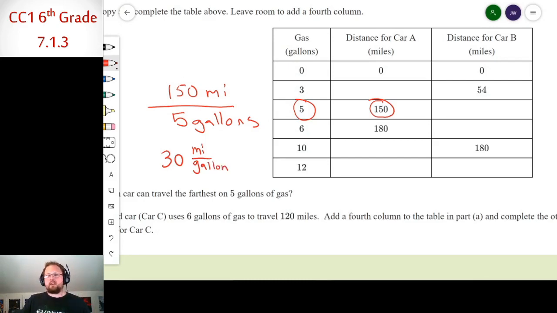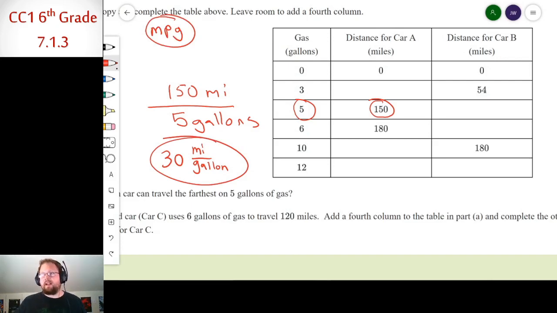Now, some of you may have heard this term before where you are talking about a car's MPG. This is that same notation just written out as miles per gallon. A car that gets better gas mileage has a higher miles per gallon number associated with it. You can also test this using the 180 and the 6. When you check that, it's going to give you the exact same thing, which is good. You want that same number. You could have done 180 miles divided by 6 gallons, and you also get 30 miles to the gallon.